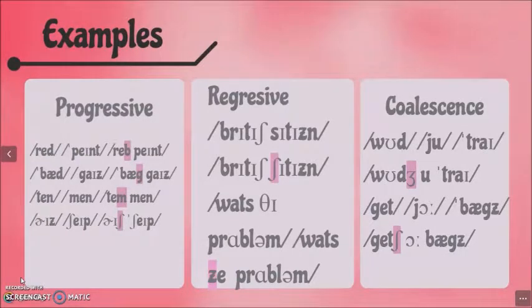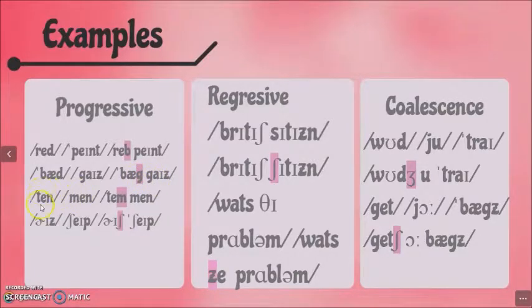The first one we have is progressive assimilation. We have the individual words red and paint. When we mention these two words together, we are going to slightly change the final part of the word red with a B, which is going to be red paint. The same thing happens with these other two words, bat and gaze. When we mention these two words together, we change this final sound with the following sound of the next word.